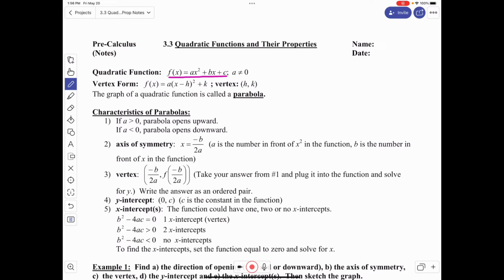And in vertex form, which we will be using today, we have f of x equals a times (x minus h) squared plus k, where your vertex is (h, k). The graph of the function is called a parabola. Hopefully that's something you remember from Math 1, Math 2, and Math 3. Our characteristics of a parabola.